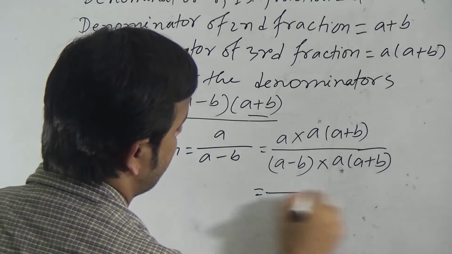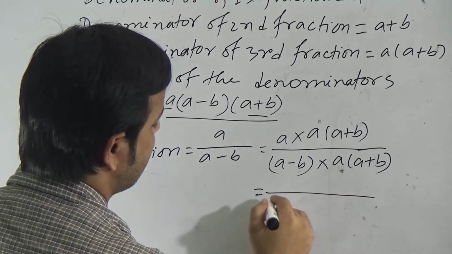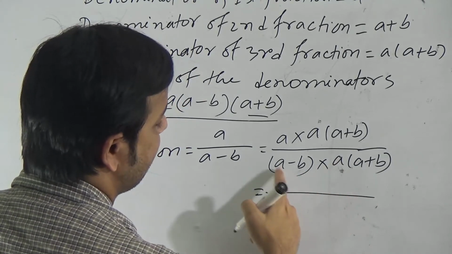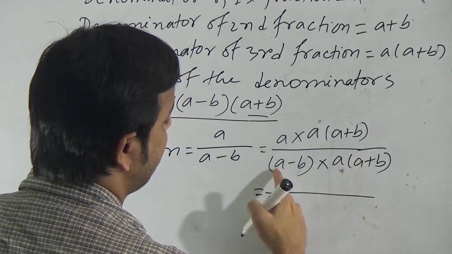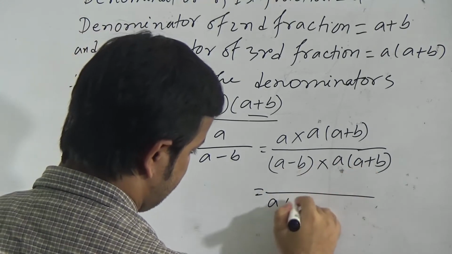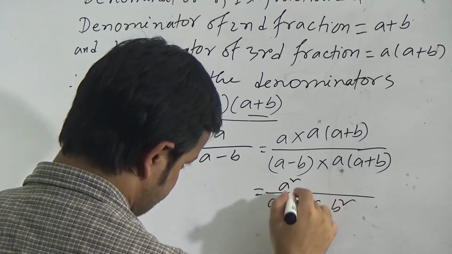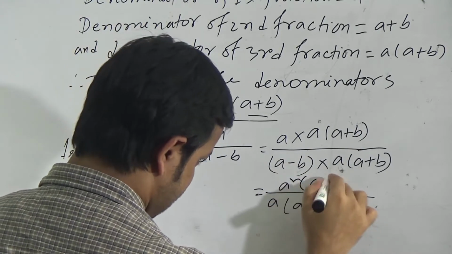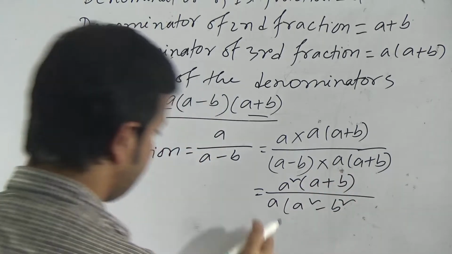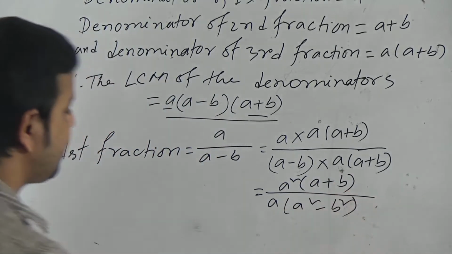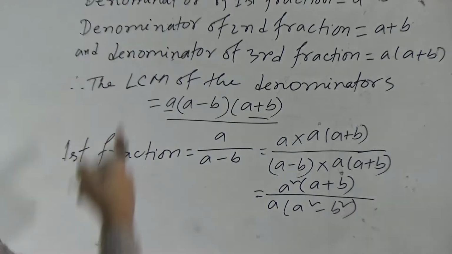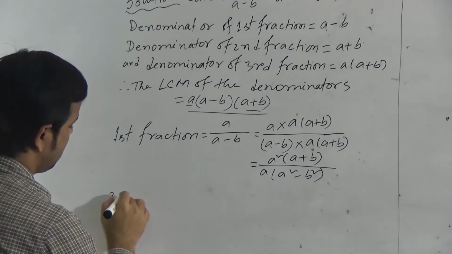So we can write, multiplying. At first take a and multiply a minus b and a plus b. This will be a minus b into a plus b, meaning a square minus b square, and if we multiply here, we will get a square into a plus b. This is our first fraction. Then I will write the second fraction.